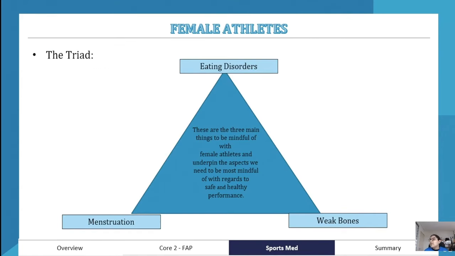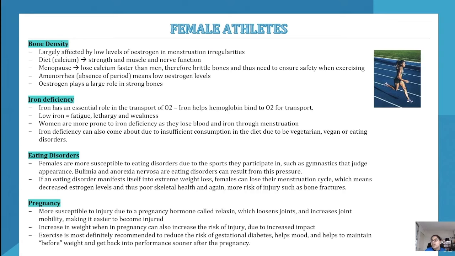Okay, now let's have a look at female athletes. When we are looking at female athletes, we want to consider the triad. Within the triad, we're looking at three main elements that affect female athletes and underpin the aspects that we need to be very mindful about when it comes to their safe participation in sports. So there's eating disorders, menstruation, and weak bones. Those are the main three things. So let's have a look at how that directly affects sports and the performance in sports. So we've got bone density.